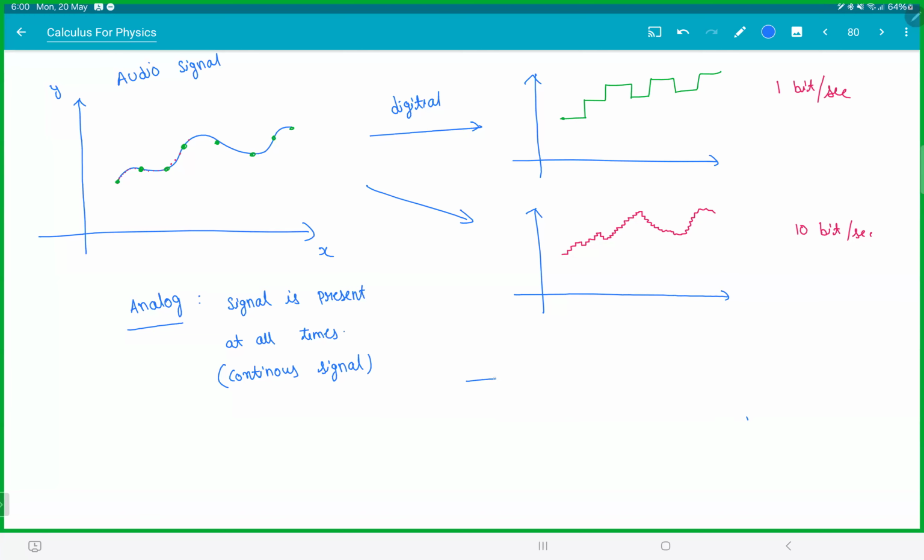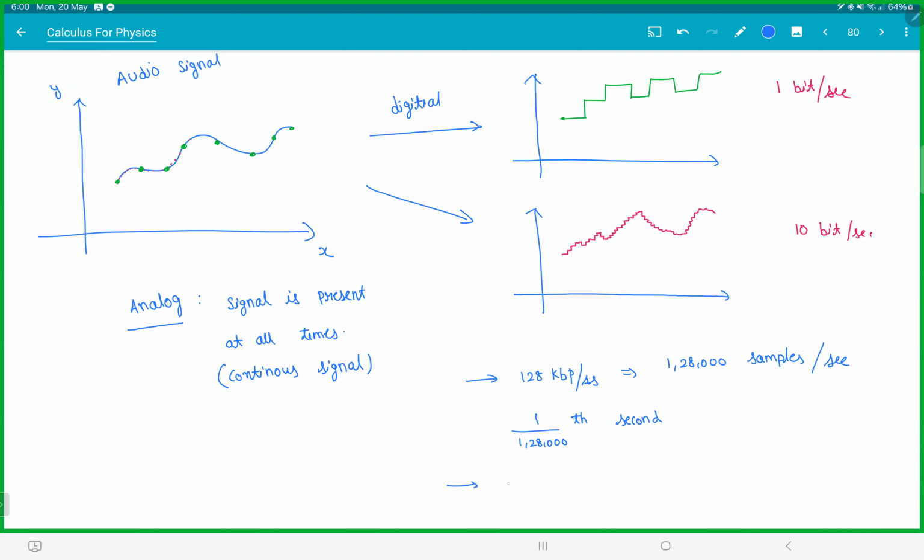So in audio files, when you say 128 kbps, this implies you'll take 128,000 samples every second. Are you getting it? That means you're recording one sample at a rate of 1 by 128,000th of a second. So one signal is generated in this interval, and the width of the signal is this much.